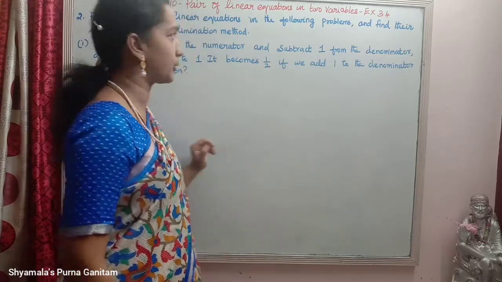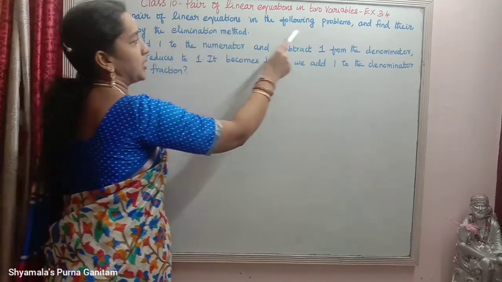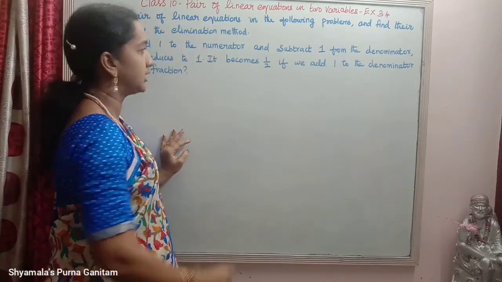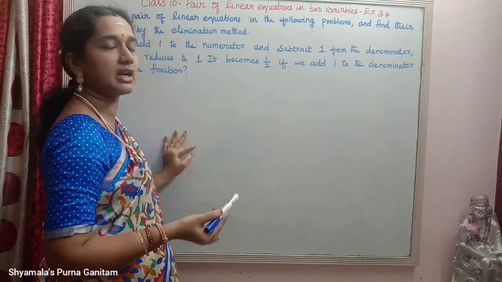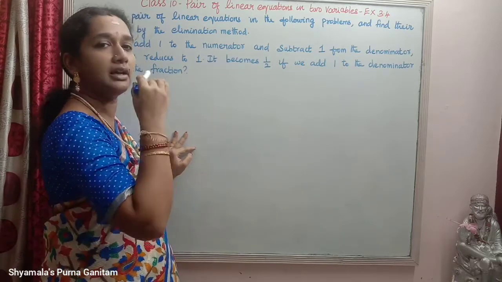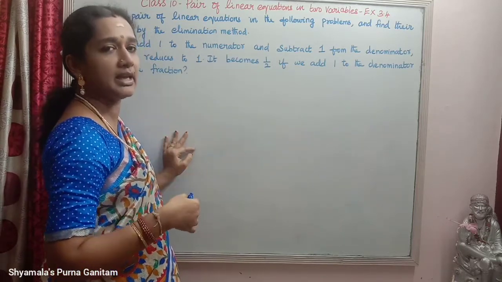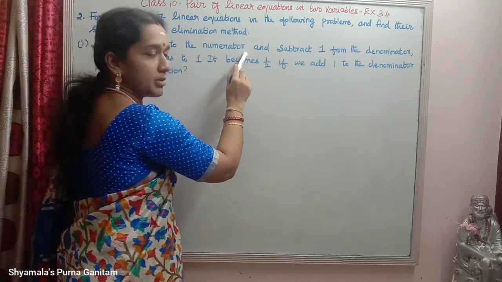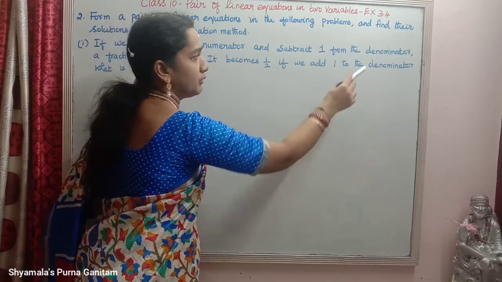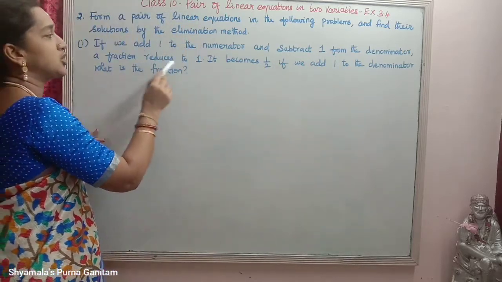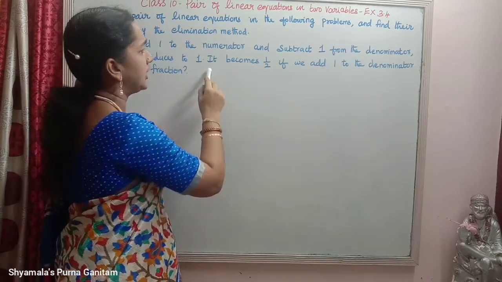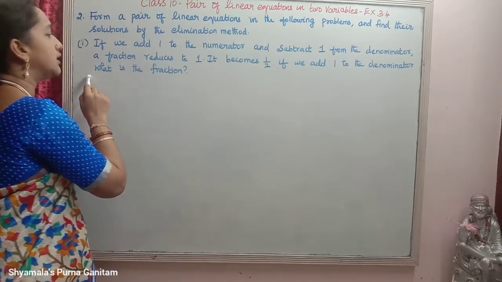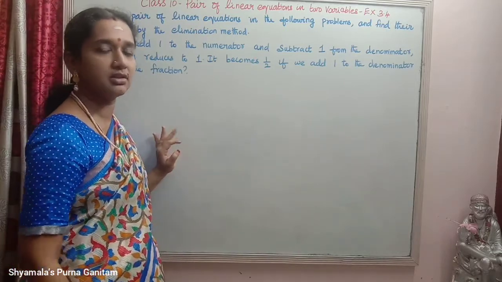Exercise 3.4. Form a pair of linear equations in the following problems and find their solution by the elimination method. So here this is given in word problem. We are asked to write that in the equation, then solve it by elimination method. So first question is, if we add 1 to the numerator and subtract 1 from the denominator, a fraction reduces to 1. It becomes 1 by 2 if we add 1 to the denominator. This is the question given.